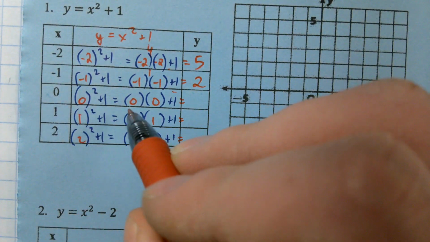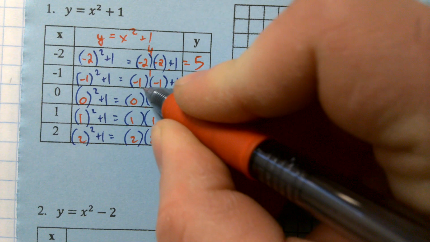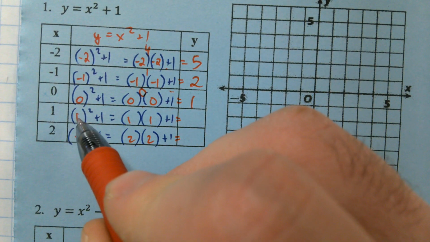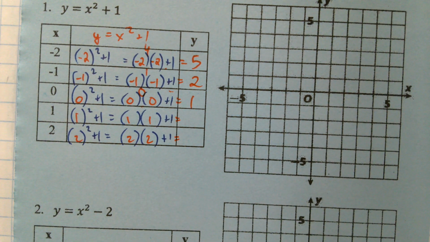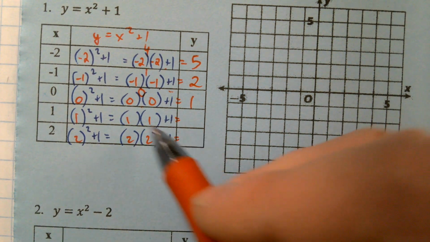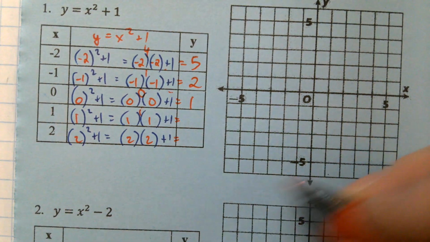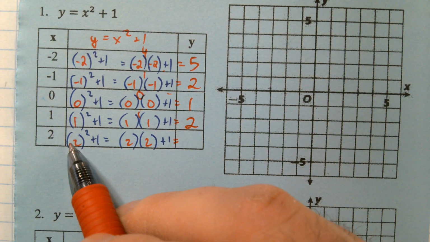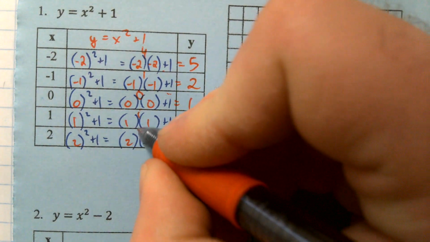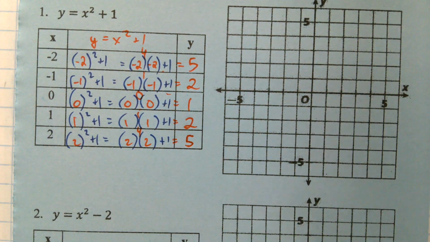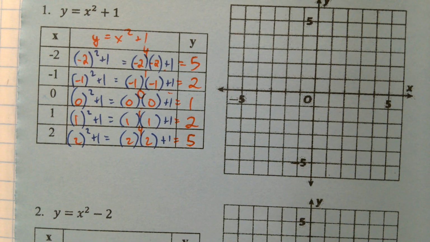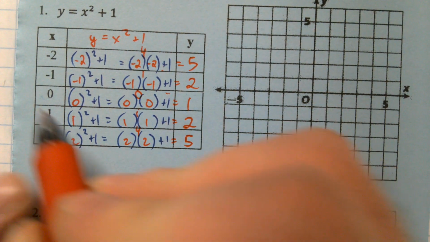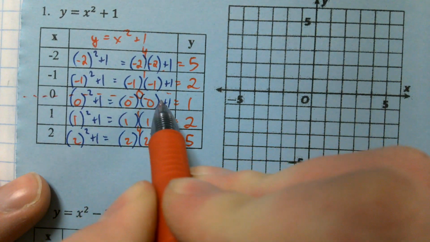If I plug in 0, obviously 0 squared is just 0, plus 1, that gives me 1. Now when I plug in positive 1, what's a positive times a positive? A positive. So 1 times 1 gives me 1, plus 1, that gives me 2. And when I plug in positive 2, 2 times 2 gives me 4, plus 1, that gives me 5. What do we notice about the outputs? It's doing the reflection, right? It's symmetrical across my origin.